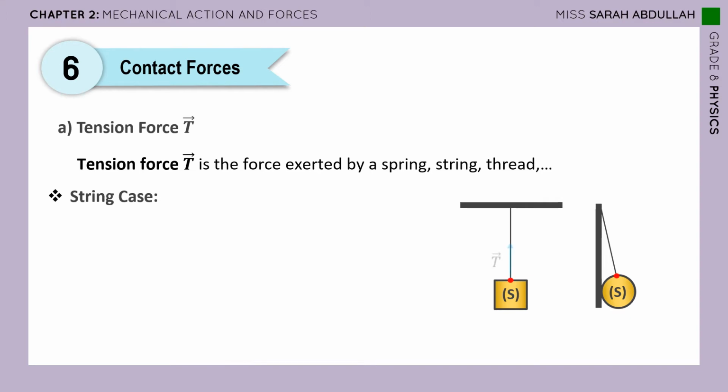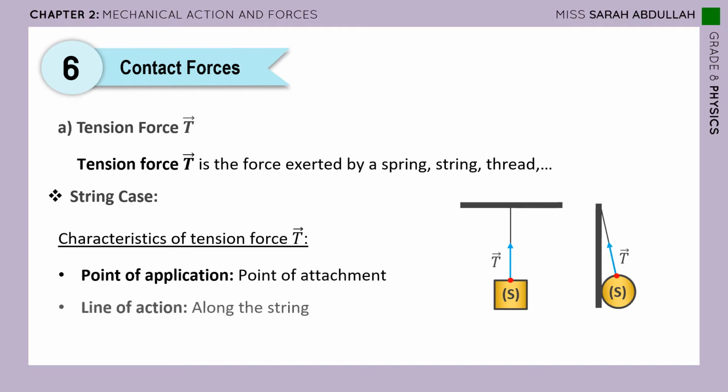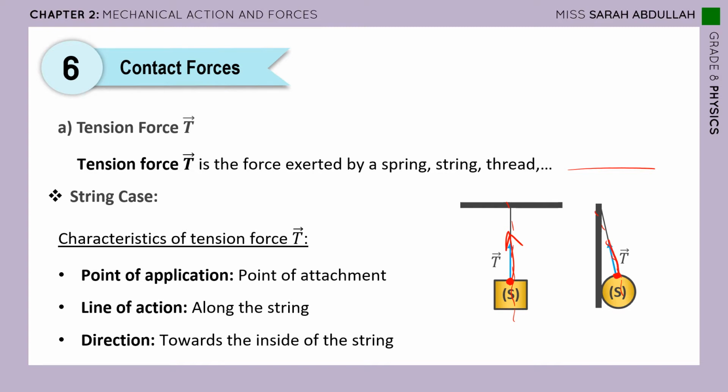And for me to actually represent this tension force, I need to know its characteristics. So the point of application is always the point of attachment. Where is this object attached to this string? All right, so where do they touch at this point? The line of action is always along the string. So it depends if the string is vertical, if it's oblique, if it's horizontal. It is always along the string, and the direction is always towards the inside of the string, like trying to pull up, trying to pull towards the string, all right?